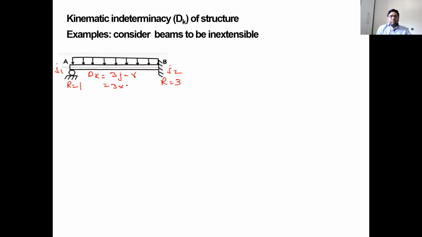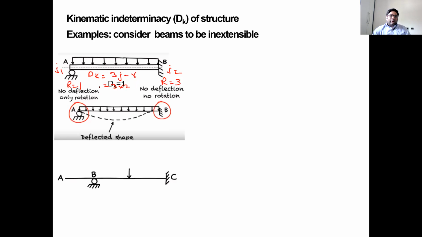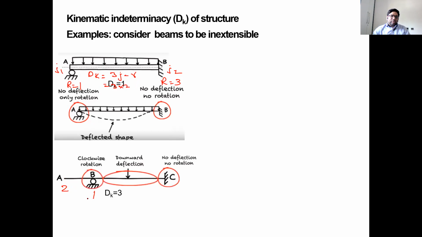So 3 into 2, minus 4. So total it will be 2, but because it is inextensible, we are neglecting the horizontal part. So therefore it is equal to 1. It can deflect in one way. And then you can see that this is also one more part. For inextensible, we have 2 here. Free end will have 3 now. But for inextensible, we have 2 here, 1 here. So dk is equal to 3.